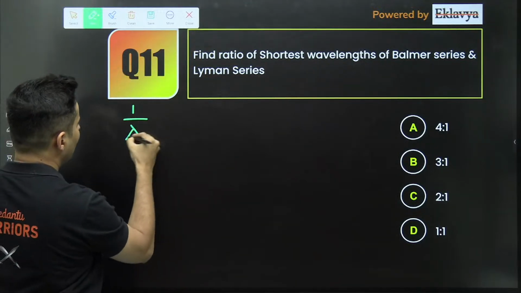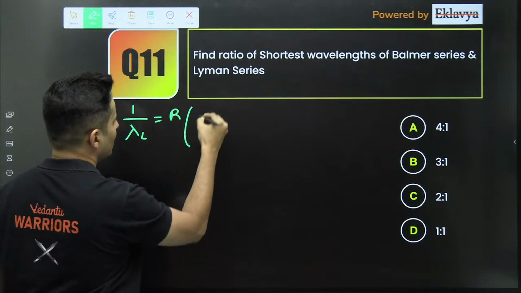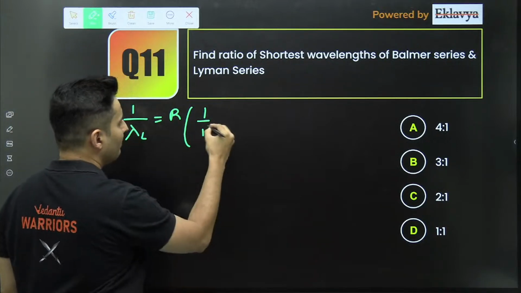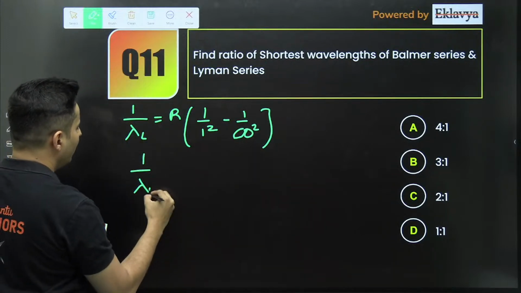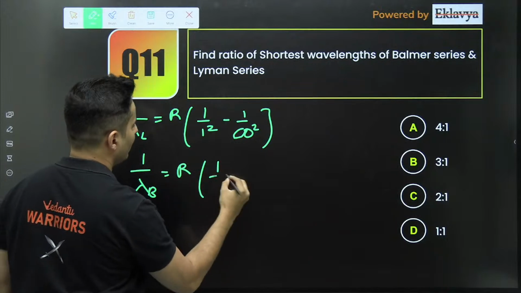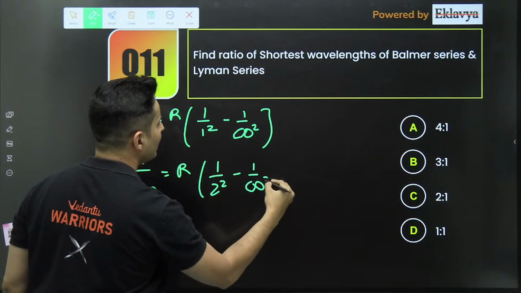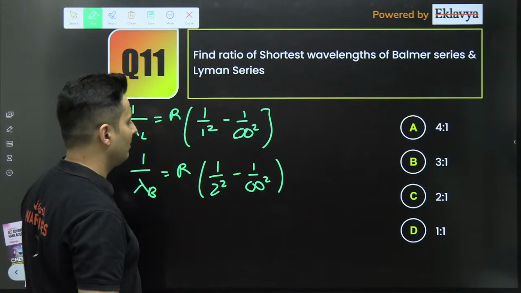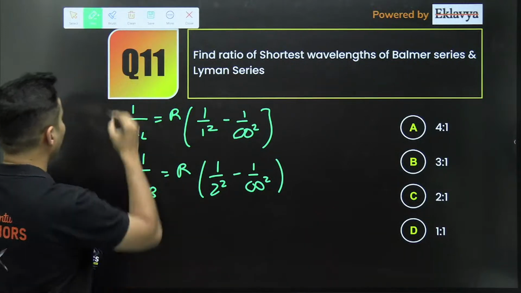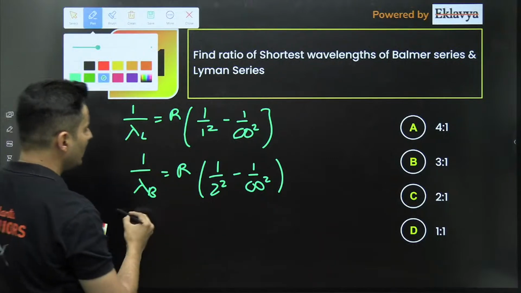So for Lyman, it will be R, from 1 by 1 square minus 1 by infinity square. And for Balmer, it will be from 1 by 2 square minus 1 by infinity square. Largest energy gap will give you smallest wavelength. That's it. So divide both of them, you will get to the result.